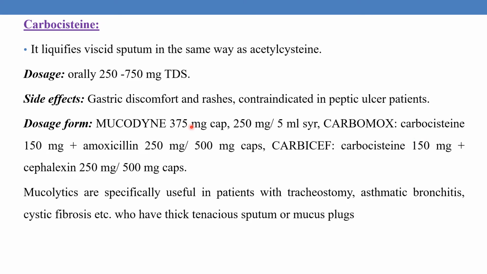Carbomox, which is carbocisteine 150 mg plus amoxicillin 250 mg or 500 mg capsules, or it is also used as Carbicef, which contains carbocisteine 150 mg plus cefalexin 250 mg. Both together they comprise 500 mg capsule. Now, mucolytics are specifically useful in patients with tracheostomy, asthmatic bronchitis, cystic fibrosis, etc., who have thick, tenacious sputum or mucus plugs.